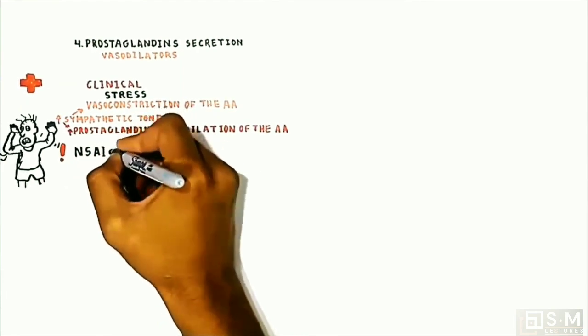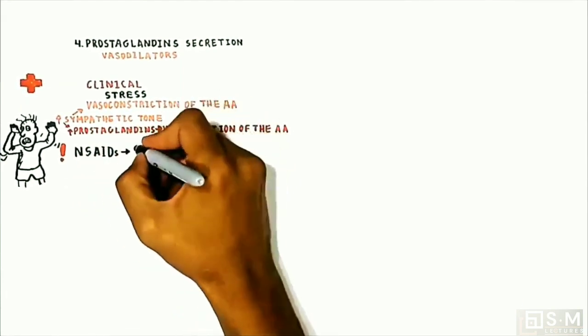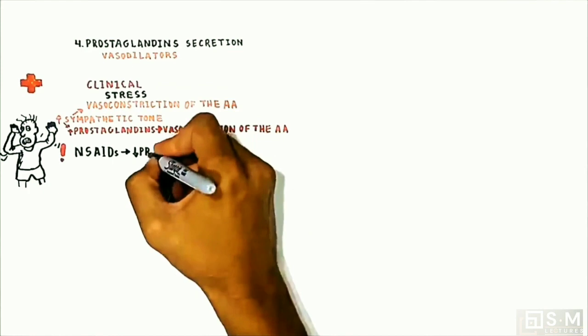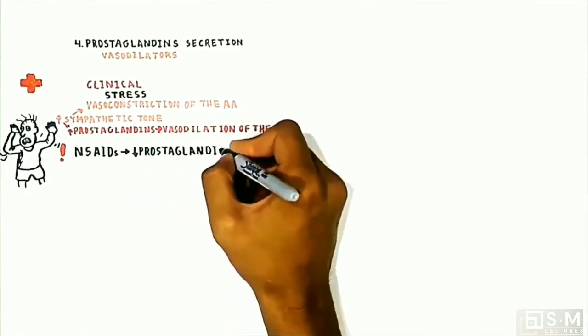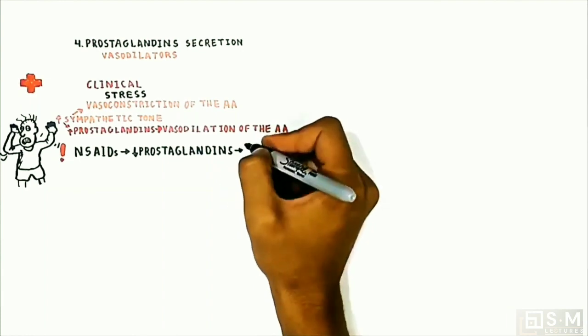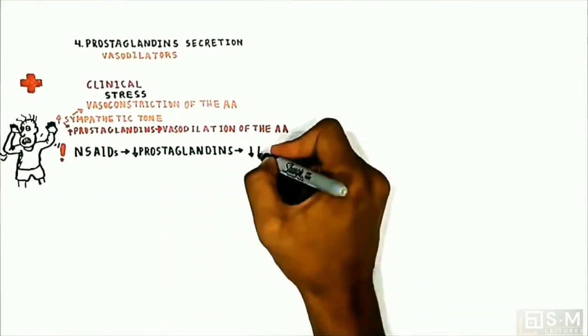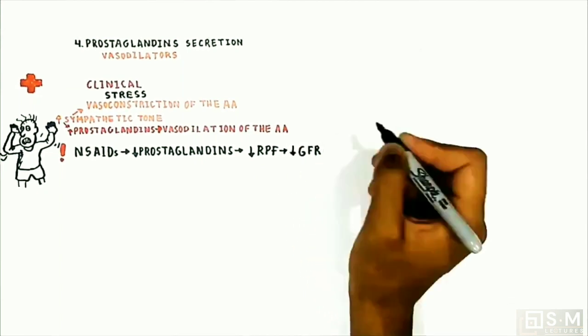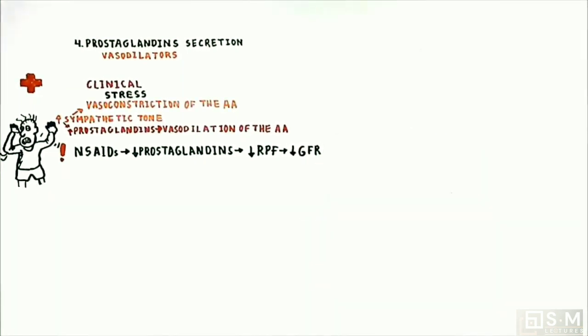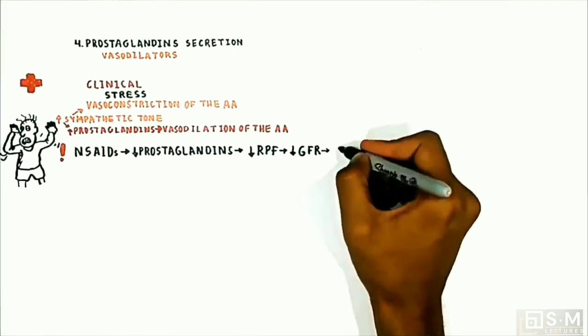The long-term use of medications like non-steroidal anti-inflammatory drugs can block synthesis of prostaglandin, leading to constriction of the afferent arteriole, decreasing renal plasma flow, which in turn decreases the glomerular filtration rate. This may result in acute renal failure.